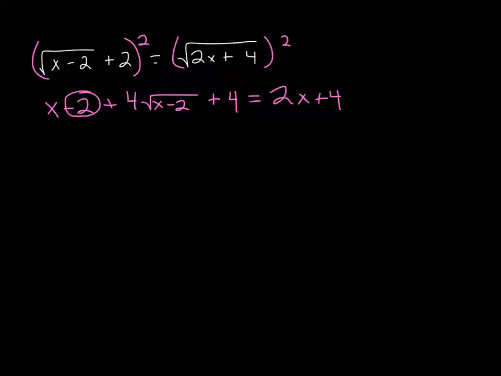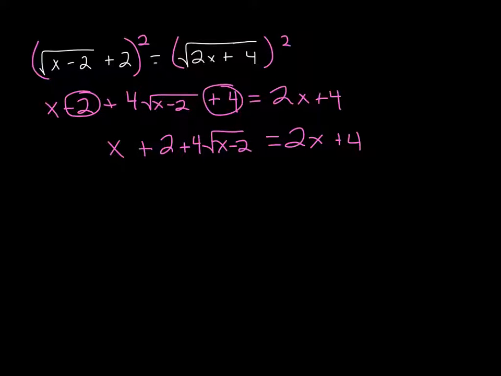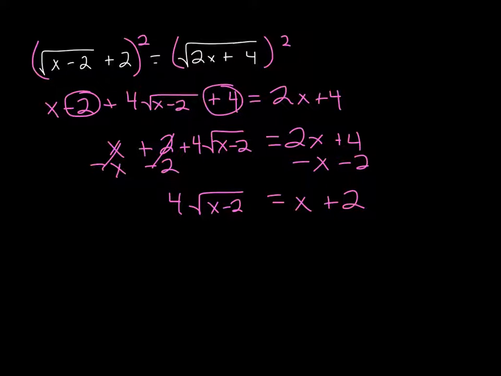Let's combine these right here. So x plus 2 plus 4 radical x minus 2 equals 2x plus 4. Now let's get the other radical by itself. Do the opposite of these. Again, line up your like terms. So 4 radical x minus 2 equals x plus 2. We could divide everything by 4. I don't know that I would this time. Let's just keep it and square it too.